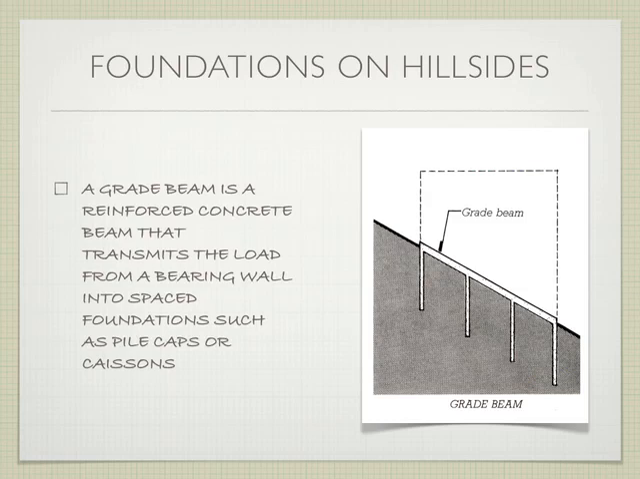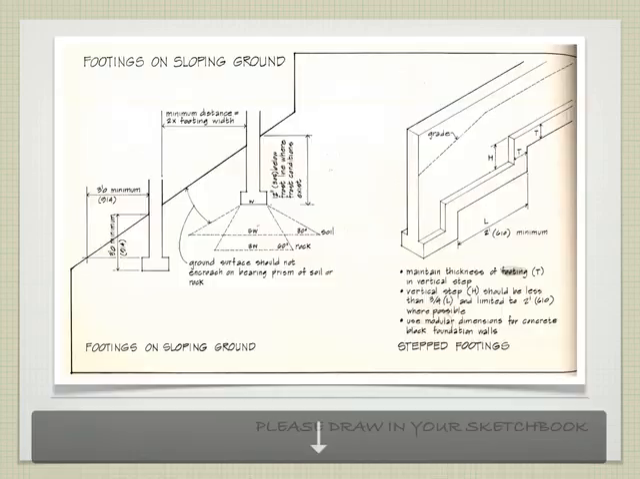So in this case, load that comes down ends up putting pressure on this beam, which then redistributes the load out to the various piers. And we'll talk about pile caps and caissons a little bit better.